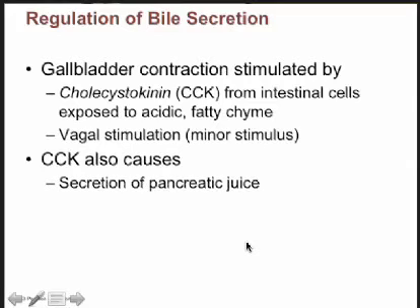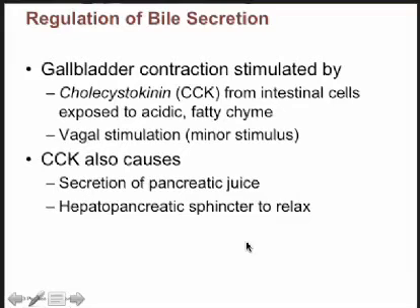CCK also causes secretion of pancreatic juice, and it allows the hepatopancreatic sphincter to relax so that the pancreatic juice and the bile can enter the duodenum. Once that mixes with the chyme, we neutralize the hydrochloric acid because of the strong bicarbonate content in the pancreatic juice, and then we also begin the sequence of events that is eventually going to activate the proteases that are part of pancreatic juice so that they can begin to break down the protein. Remember that the lipases and the carbohydrases are already in their active form.